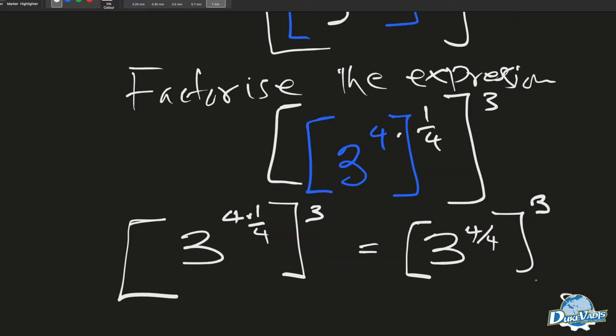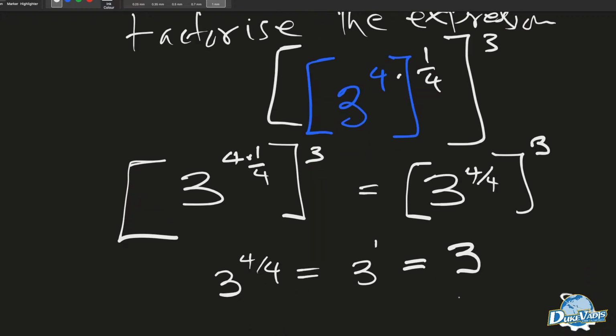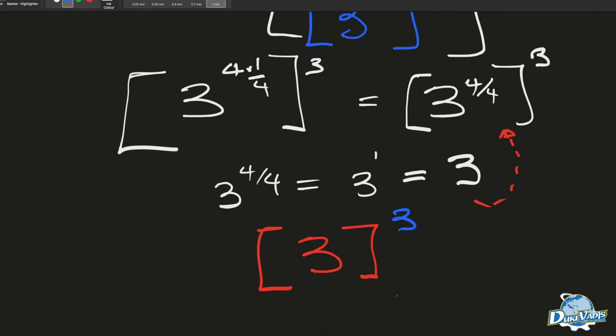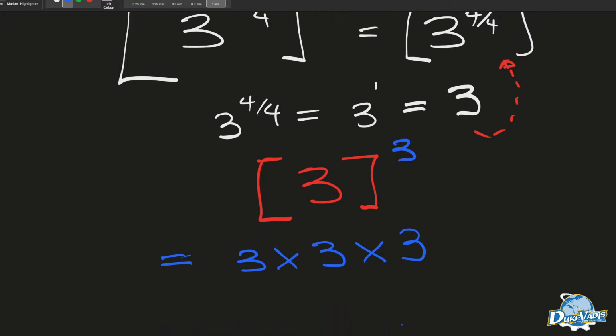Friends, we know that 3 raised to the power 4 over 4 is given as 3 raised to the power 1. And eventually, 3 raised to the power 1 is equal to 3. So therefore, we are going to substitute the answer that we've got here, the whole 3, into this. So it's going to be 3, all into bracket, and don't forget we have a 3 sitting on top of it. So how do we express 3 raised to the power 3? That is going to be 3 times 3 times 3, friends. And we know 3 times 3 times 3 will give us 27. As simple as that.